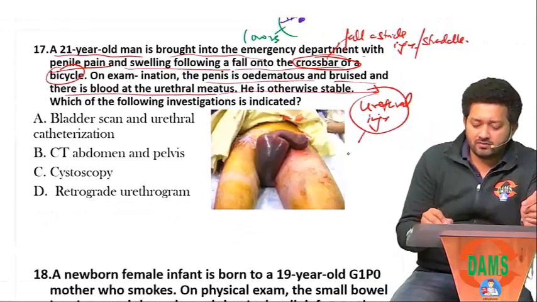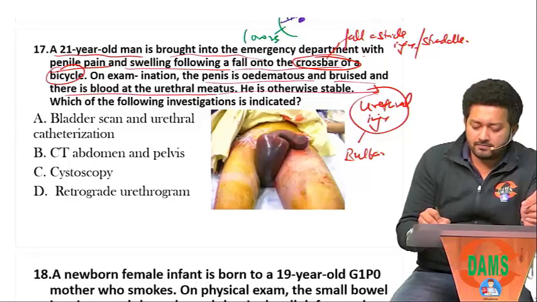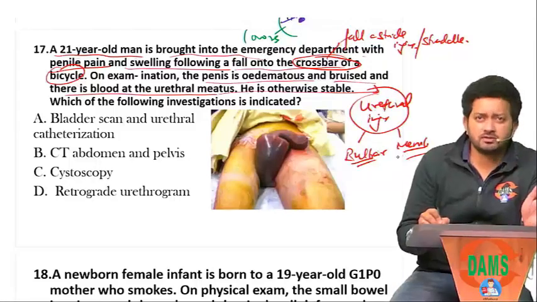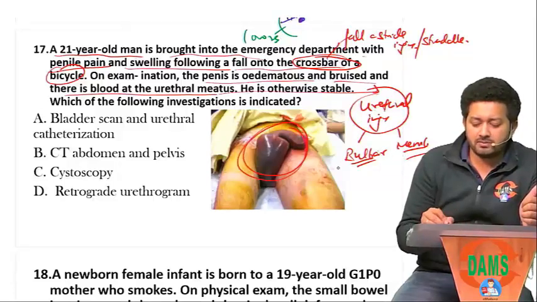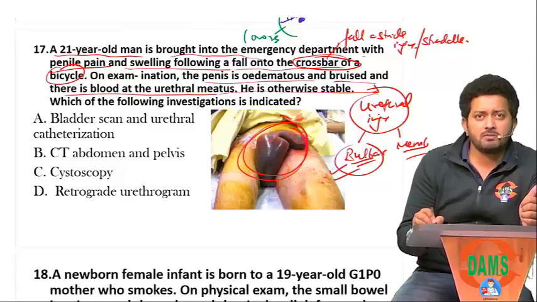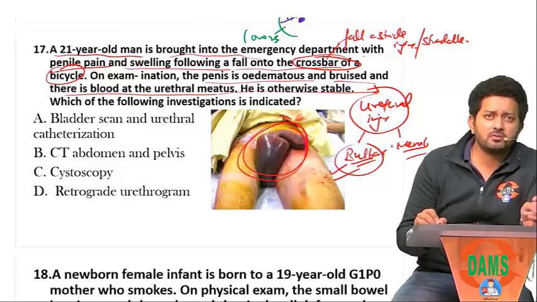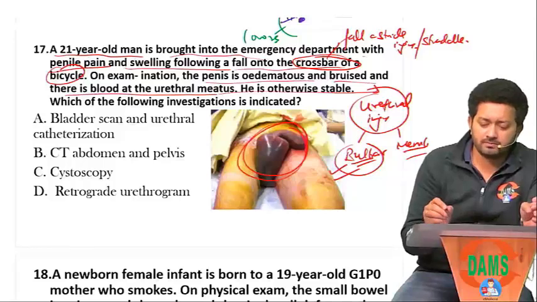Urethral injury can be of two types, bulbar and membranous. Bulbar is more common. Membranous is usually associated with pelvic fracture. So this superficial perineal hematoma you will see in the bulbar type. In membranous there will be a deep perivesical hematoma which will not be seen in the perineum.